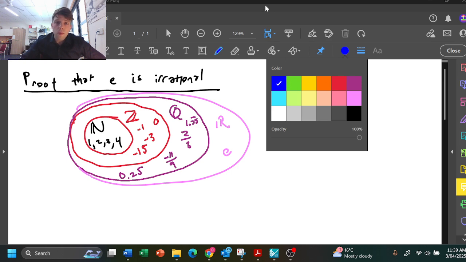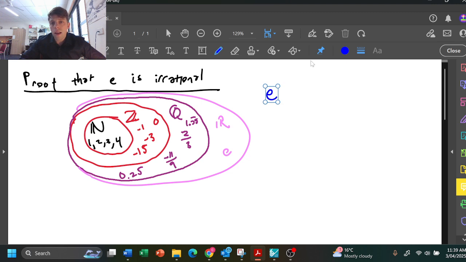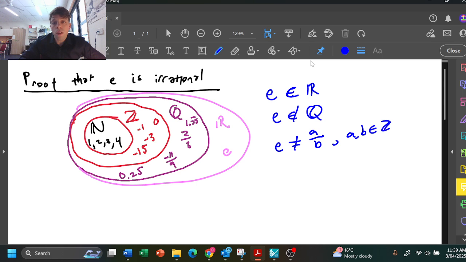So what that means, specifically about e, first up, let's get the notation correct. e is an element of the real numbers, but e is not an element of the rational numbers. That is to say that e cannot be written as one number divided by another number, where a and b, in this case, are both integers. It's impossible to do this. So this means that e's decimals are never going to repeat.